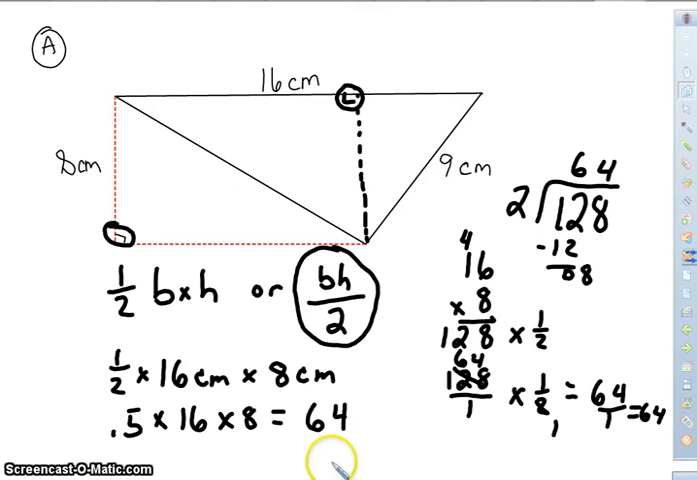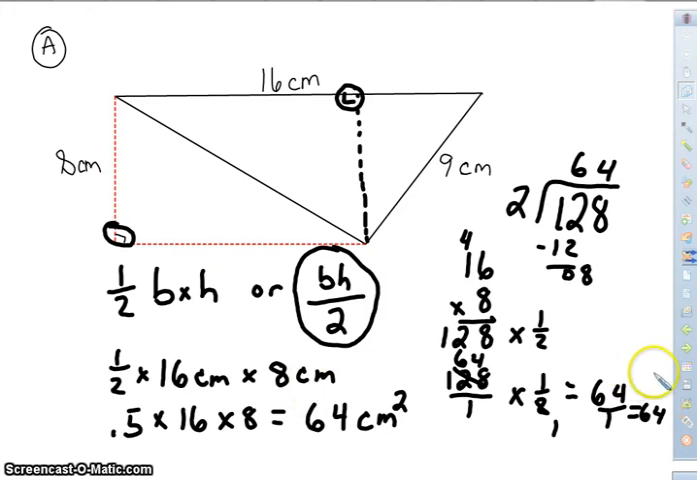Now that's not your final answer. It is 64, yes, units of measurement, and we are dealing with area. Therefore, it is square centimeters. That's what you're trying to find, how many little square units fit inside of this triangle.